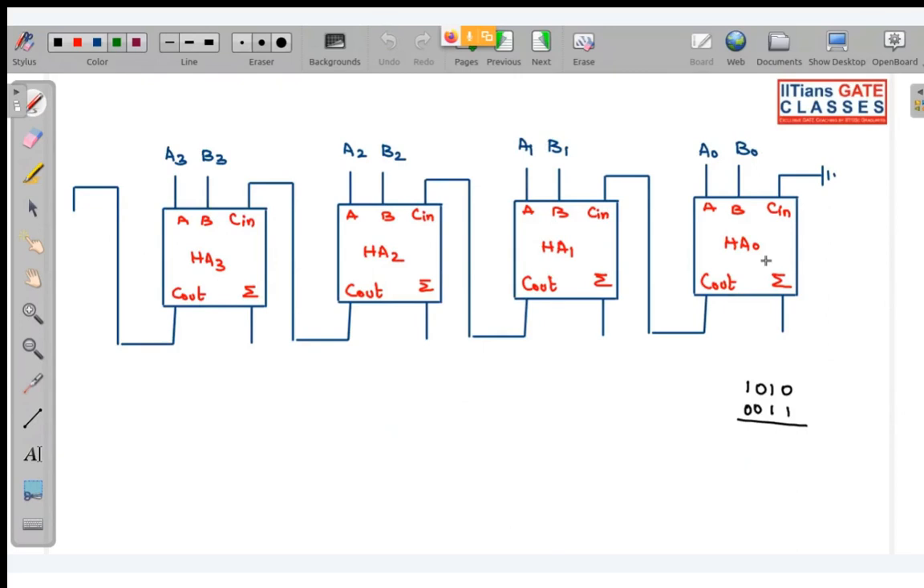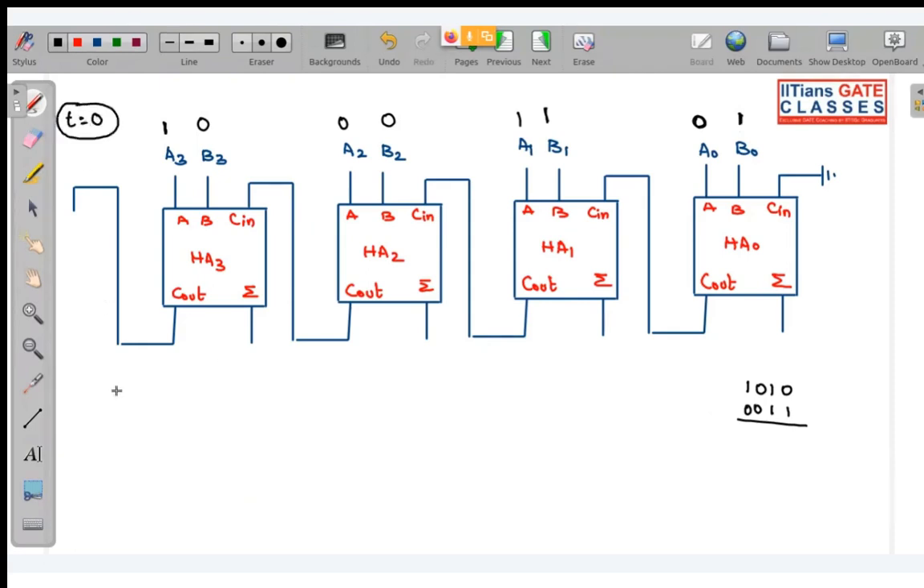This is one of the most important concepts. Now see, I have such kind of input, and I am applying this input at t equal to 0. A is 1 0 1 0 and B is 0 0 1 1. I have applied this input at t equal to 0.